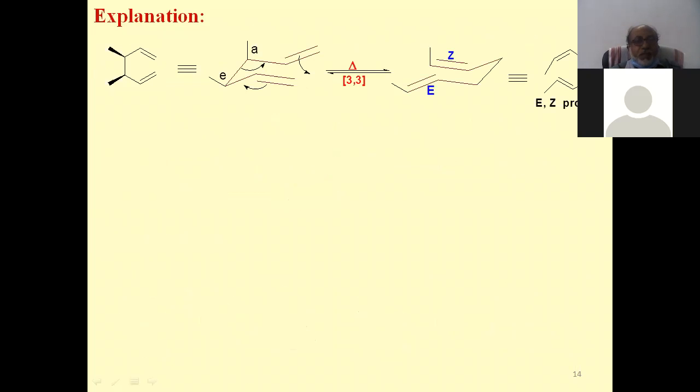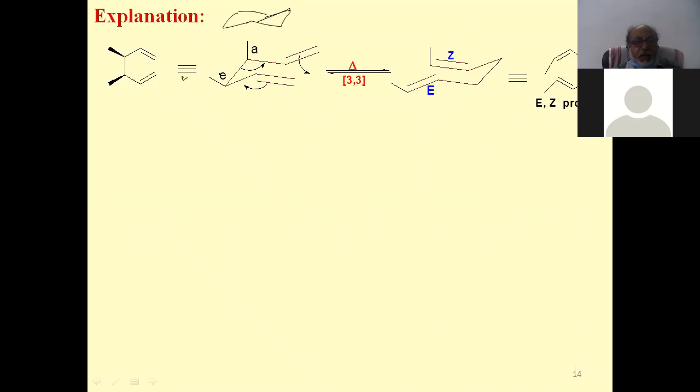Now, this one, what is this one? This is a 6-membered ring system. You can say 1, 2, 3, 4, 5, 6. And what is the conformation of this 6-membered ring? A 6-membered ring happens to be in the chair conformation, right? Chair conformation.